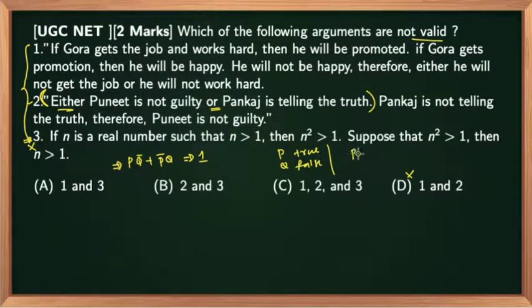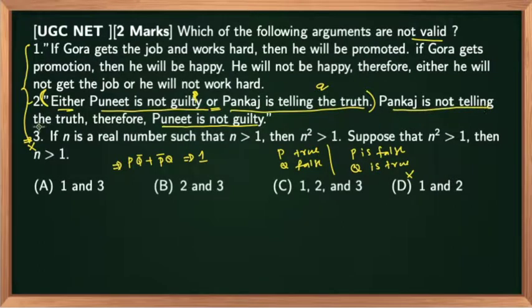Or if P is false, then Q should be true. If you assume Puneet is not guilty, that is P, and Pankaj is telling the truth, that is Q. It is given that Pankaj is not telling the truth. That means Q is false. So if Q is false, then P should be true. What is P? P is Puneet is not guilty. That should be true. So we can conclude that Puneet is not guilty.